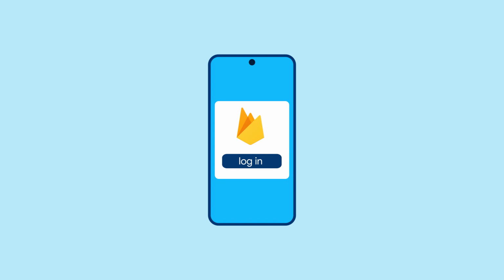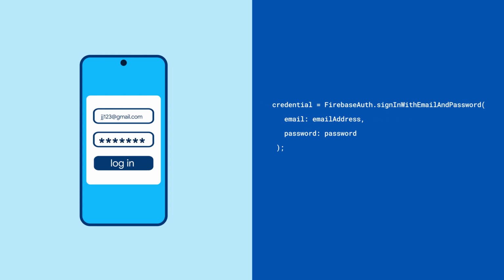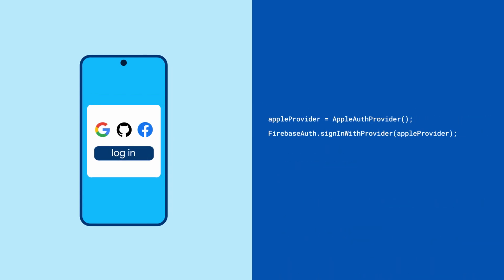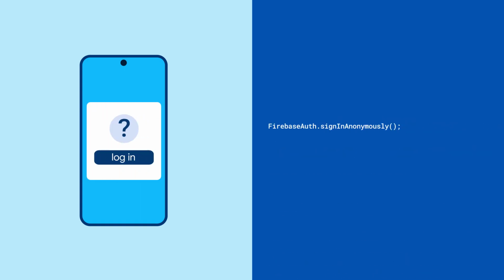Firebase Authentication offers many ways for your users to log in. You can configure sign in with email and password, sign in with different OAuth providers like Apple, Google, and more, sign in with phone number, and even anonymous login, which allows users who haven't yet signed up for your app to work with data protected by security rules.